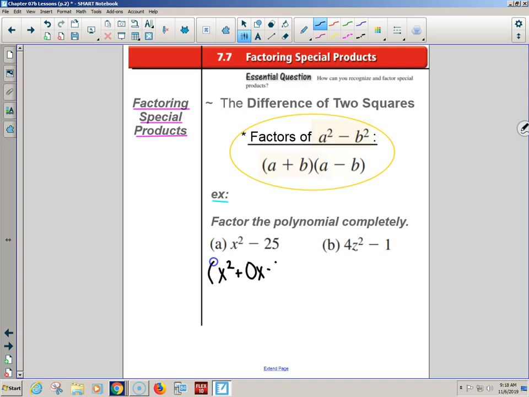There actually is, but it was a 0. What's 0 times n? So it went away. There was a third. There were 3. It was x squared plus 0x minus 25.